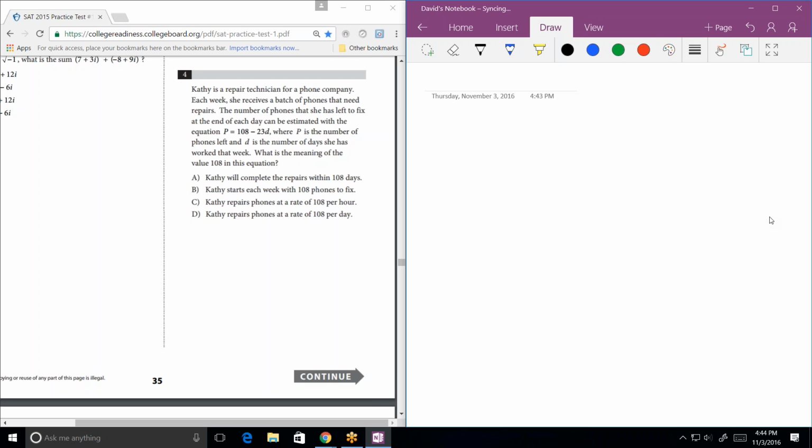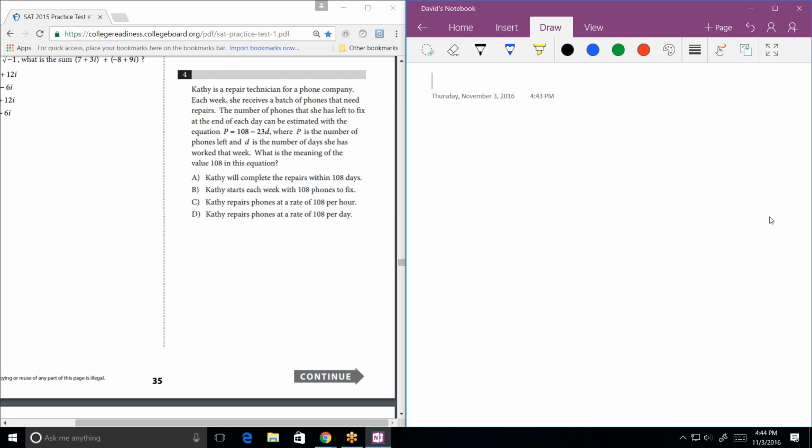Number of phones left and equation. And here is where it's really worth looking at the answers. On difficult problems, you always want to take a gander at the answers before you attempt to solve it. Yeah, I just started looking at those actually. Yeah, and it gives you an idea of what they're looking for. And so I think it's B.